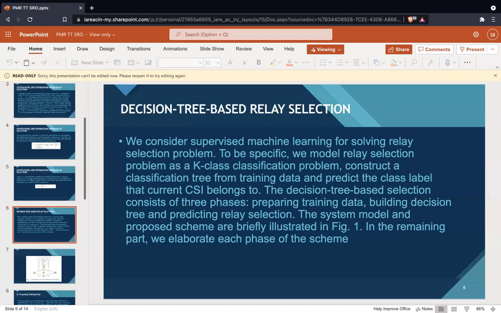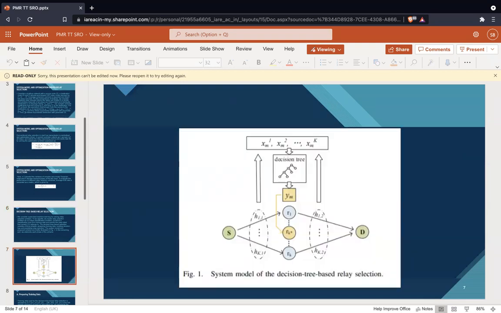Decision tree based relay selection. We consider supervised machine learning for solving relay selection problems. To be specific, we model relay selection problems as a K-class classification problem. We construct a classification tree from training data and predict the class label the current CSI belongs to. The decision tree based selection consists of three phases: preparing training data, building the selection decision tree, and predicting relay selection. The system model and proposed scheme are briefly illustrated in figure 1. In the remaining part, we elaborate each phase of the scheme. Here is figure 1, the system model of the decision tree based relay selection.